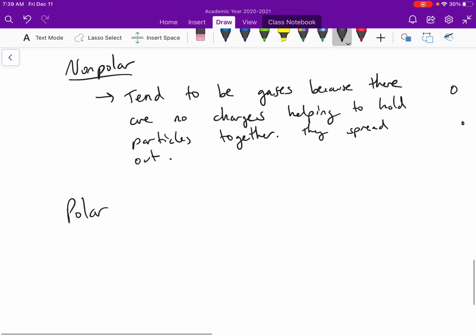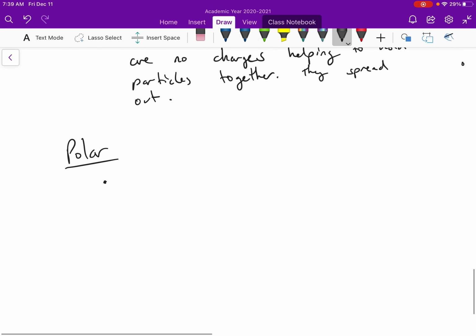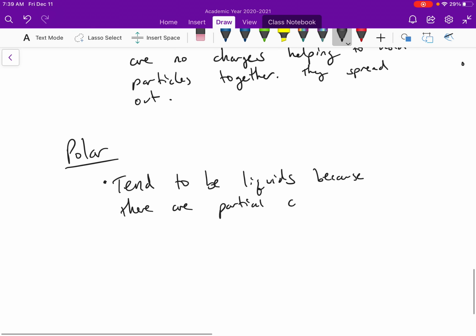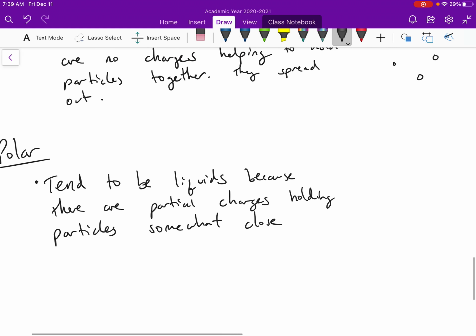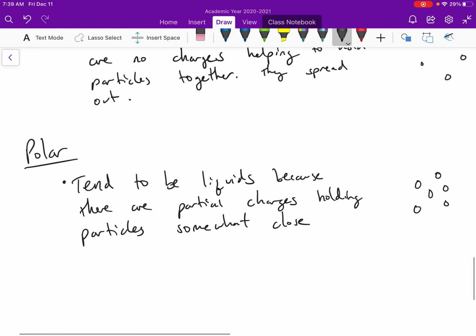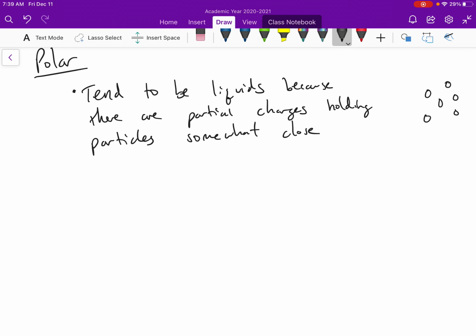So then what happens with polar? Okay? These tend to be liquids because there are partial charges holding the particles somewhat close, like a liquid, right? So they're kind of close. There's some level of attraction, but it's not quite enough to make it a solid, but it's pretty close, right? So that would be like water, okay? Hydrochloric acid, things like that, ammonia, okay?